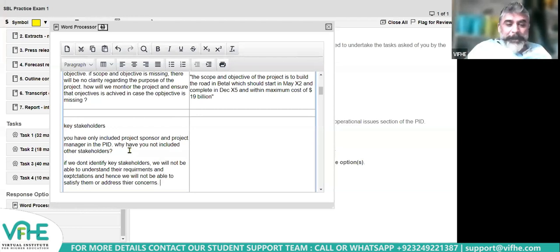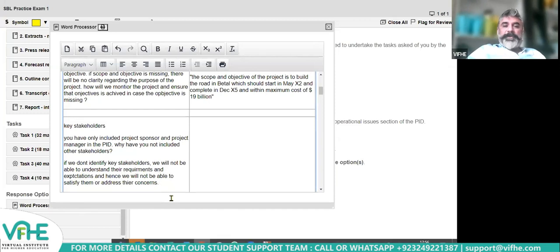That's it. That's the impact. SBL is all about impact, the reasons, the impact. What will happen if we don't do this? If we don't identify key stakeholders, we will not be able to understand their requirements and expectations, and hence we will not be able to satisfy them or address their concerns. Understood, guys? So now what do you recommend?